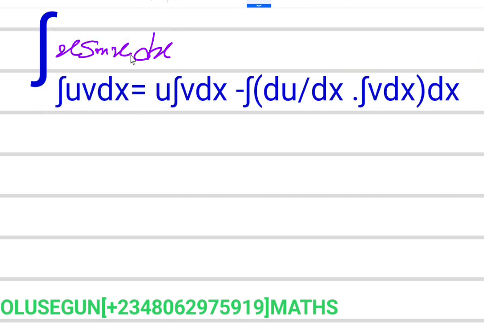It says integral uv dx equals u integral v dx minus integral bracket open du/dx dot integral v dx, close bracket, dx. So therefore, in solving this, you know that our x is now u and our v is equal to sine x. So let's try to apply this formula to this question.